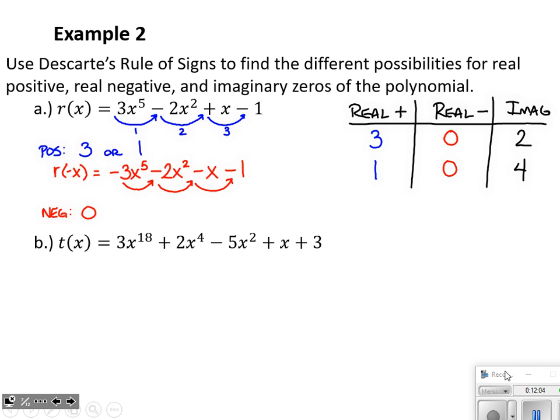All right, let's take a look at letter B. We're looking for positive zeros first. I did not get a sign change first to second. Those are both positive terms. Ooh, I do get a sign change there, positive to negative. Ooh, second sign change there, negative to positive, and then positive to positive. Okay, so we only had 2 places where our terms changed sign. We could have 2, or we could have 0. And then I can't count down by 2's any further than that.